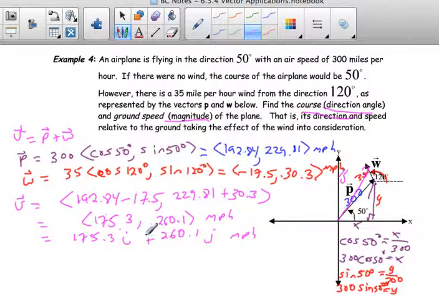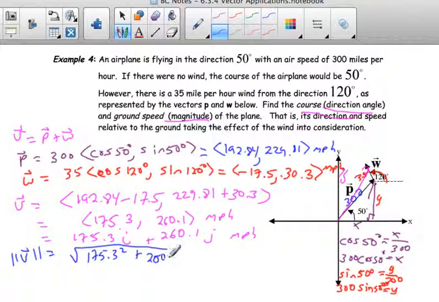Okay, but the problem doesn't want the vector represented in component form or as a linear combination of standard unit vectors. Instead, it wants us to find the magnitude, which is the ground speed of the vector. So I'm going to find the magnitude of the vector. I'm going to take the square root of the sum of the squares of the components. So 175.3 squared plus 260.1 squared. I'm going to punch that into my calculator, and I'll find that the magnitude is 313.7 miles per hour.